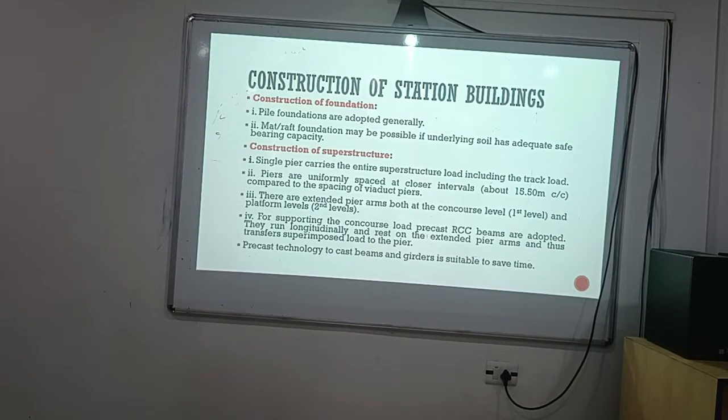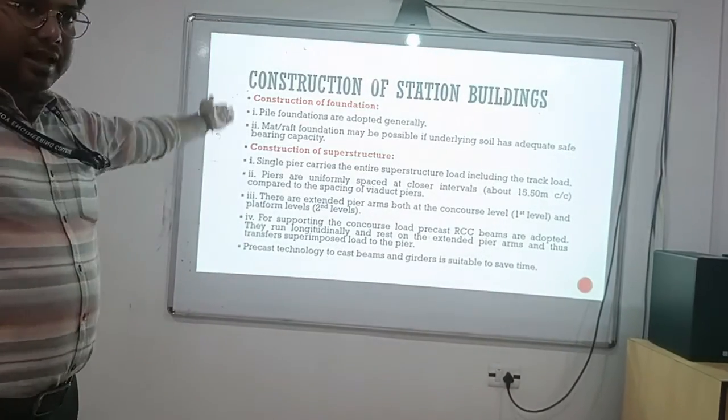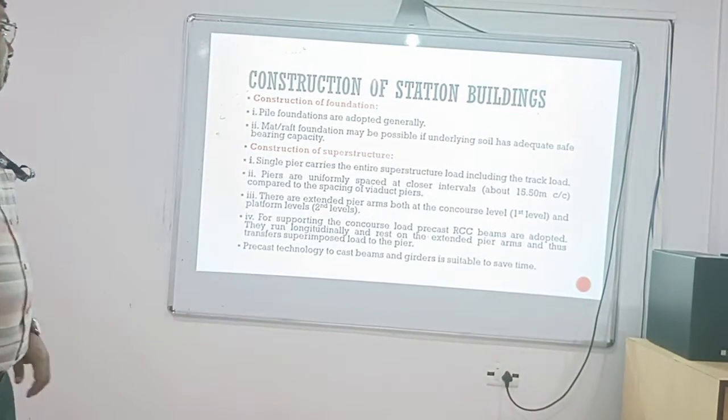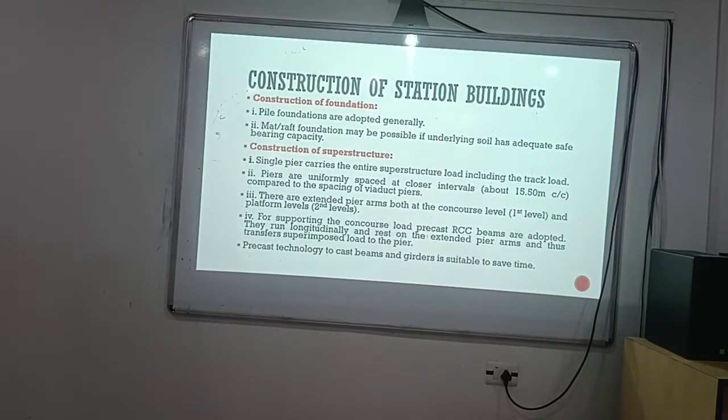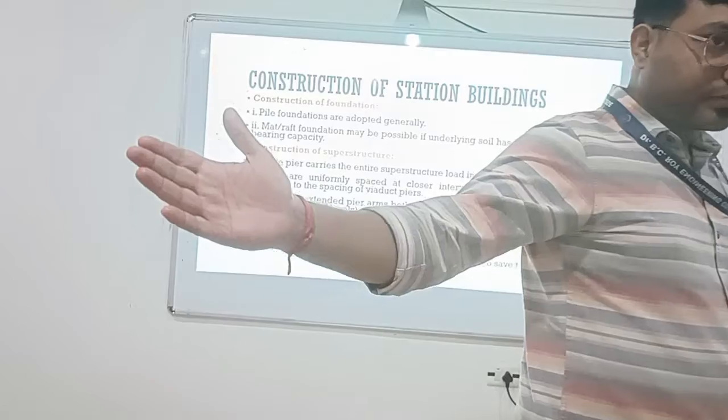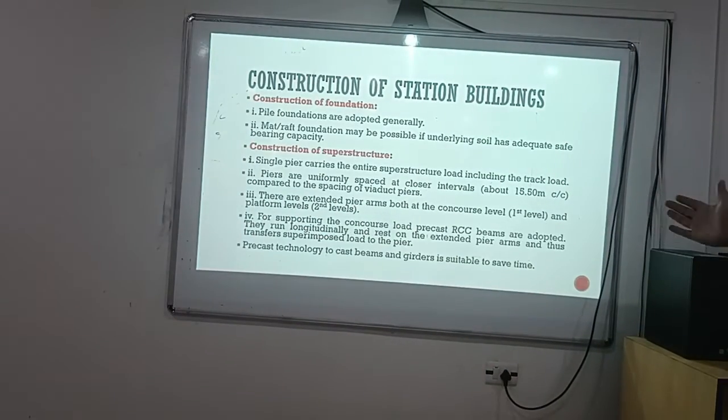The second one is the first level, that is the concourse level, and the third one is the second level, that is the platform level. For the platform level and the concourse level, extended arms of the pile foundation should be provided so that these arms can hold the width of the platform and the width of the concourse level.